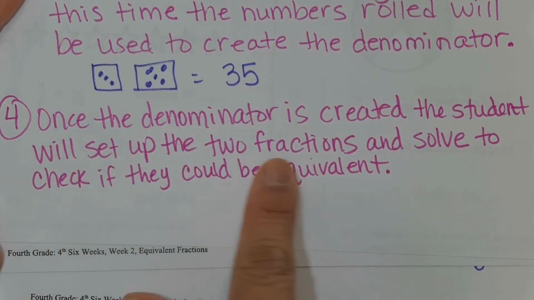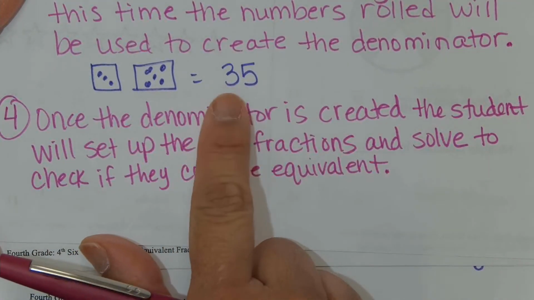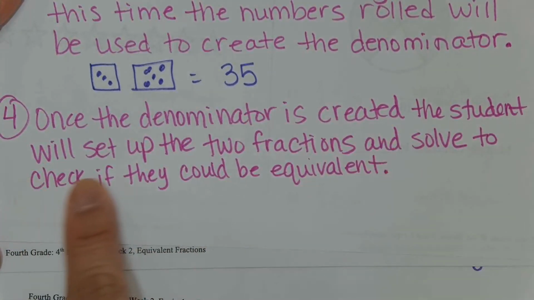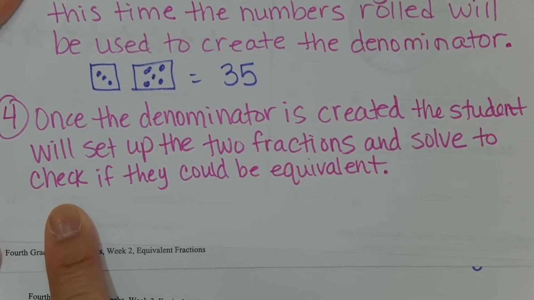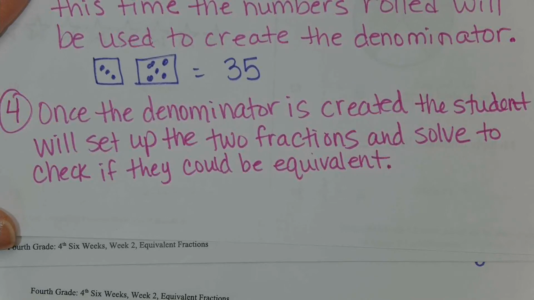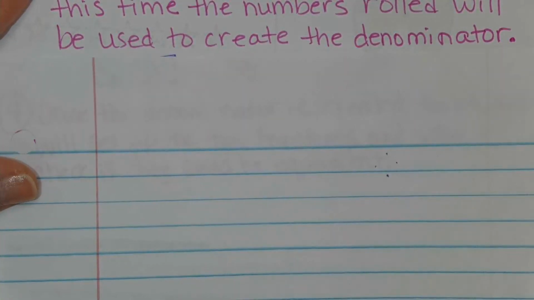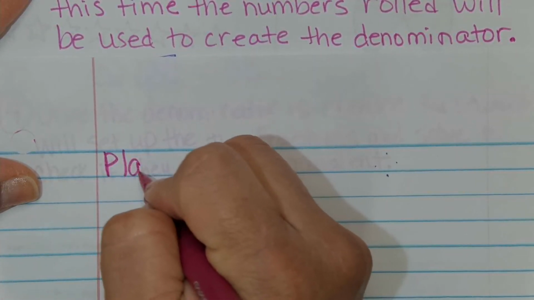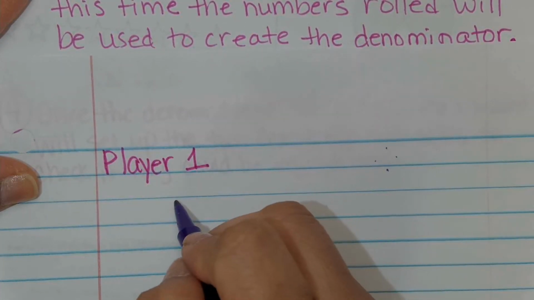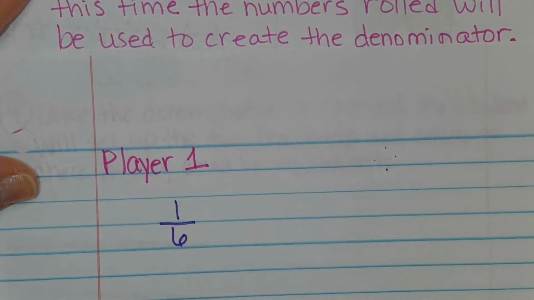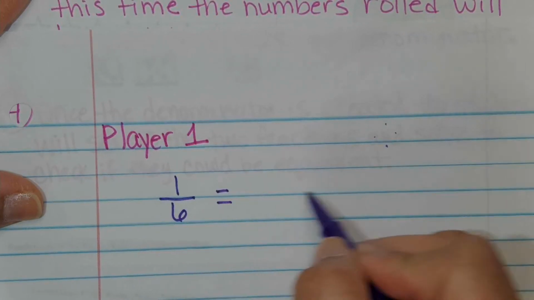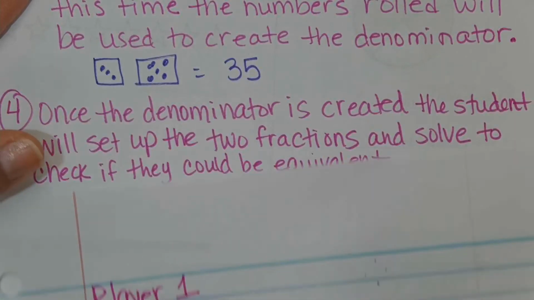So once the denominator is created, so our denominator that we chose is 35. So once the denominator is created, the student will set up the two fractions and solve to check if they could be equivalent. So remember, this is player 1. So here's my paper. And the fraction I rolled was 1 over 6. Okay, and I'm trying to see if 1 over 6 is equivalent to something over 35.